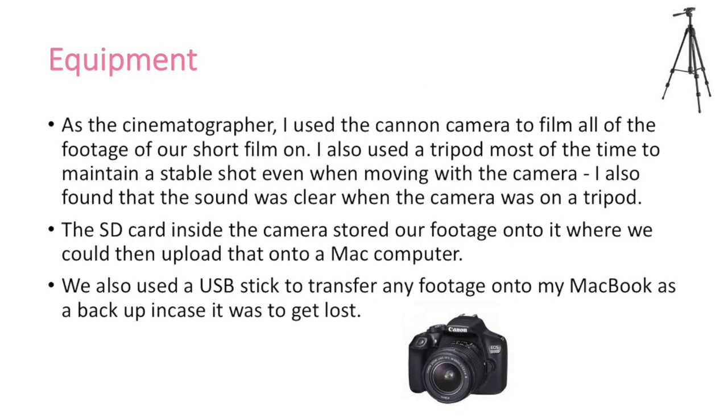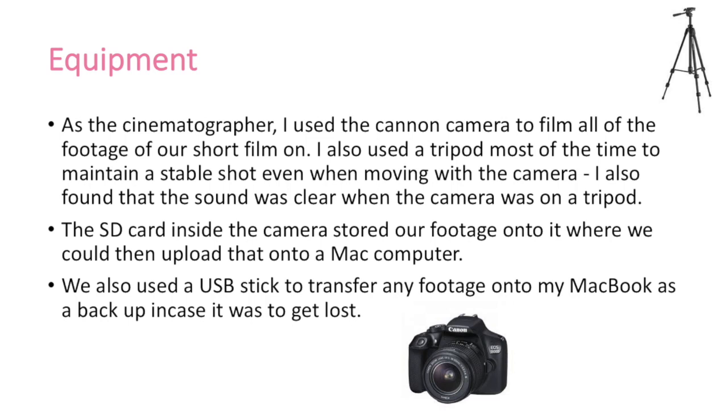As the cinematographer, I used the Canon professional camera to film all of our footage for our short film. I also used the tripod most of the time to maintain a stable shot even when I was moving with the camera, and I also found that having the camera on the tripod and not in my hands made the sound clearer, and there was no background mumbling and any unusual sounds. It was pretty clear when the camera was on the tripod.